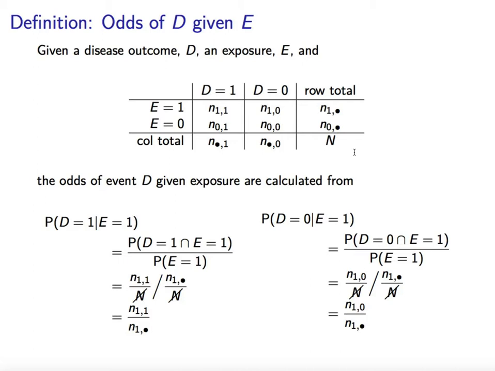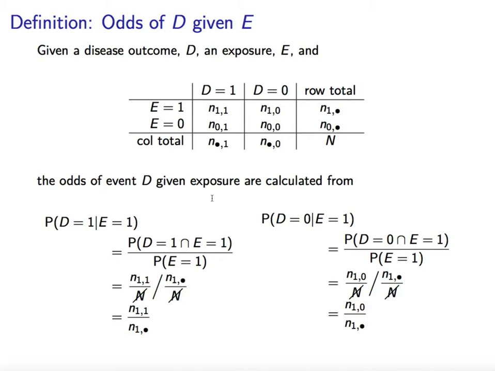So, now that we have this information, we want to use it to calculate a measure of the likelihood of developing the disease D given the individual was exposed to E. First, we'll calculate the probability of disease given exposure and the probability of no disease given the exposure. We'll apply Bayes' rule here. So these conditional probabilities are equal to the probability of disease or no disease given they were exposed divided by the probability that they were exposed.